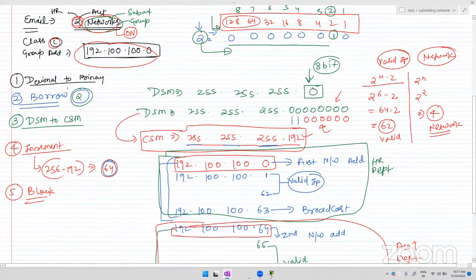So if someone asks, with the help of this subnet mask, how many networks, and how many valid IPs each group gets, the formula is very simple. For valid IPs, 2 power h minus 2, and for networks, 2 power n only. Is this thing clear?